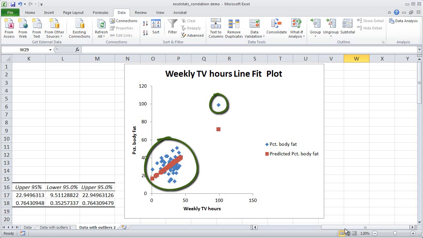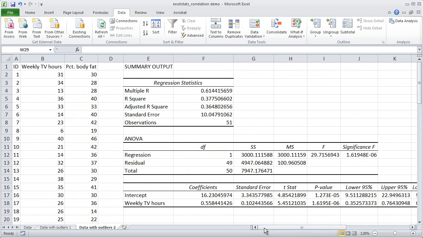So this one lone blue dot out there all by itself is going to kind of stretch the trend line out in a way that's artificial. And that stretching out can produce the appearance of a linear relationship when in fact there really isn't one. If you go back to the numbers and see what this looks like, you can see here the multiple R is back up to 0.61. The R square is about 37 or 38% of the variance explained, and the significance level is well below 0.05.